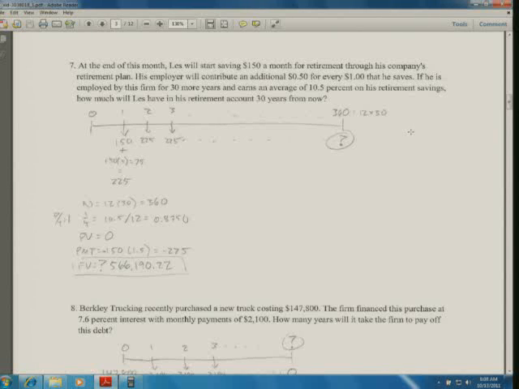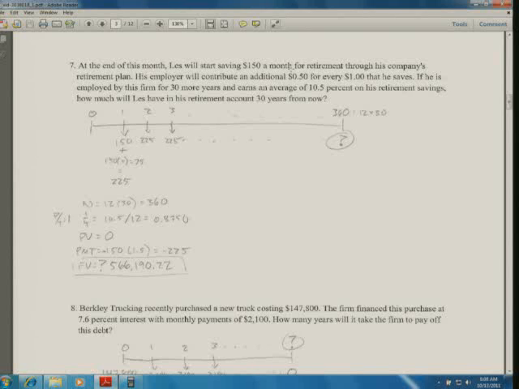Okay. This problem is similar to the ones that we've done previous to this, where we've got a series of payments that now we're going to calculate the future value of rather than the present value. But it throws a couple of wrinkles at us that we've got to pay attention to. The first is that he's going to pay $150 per month. This is the first problem we've done where we're going to have monthly payments rather than annually.